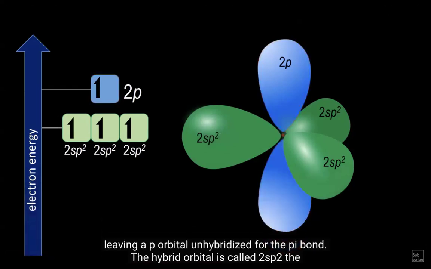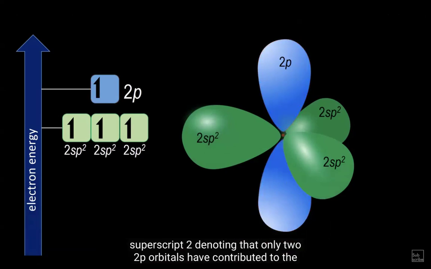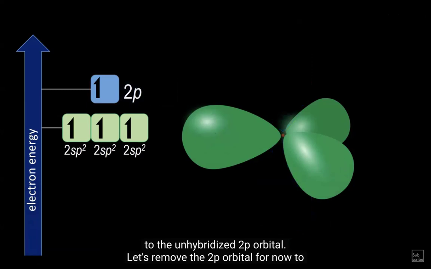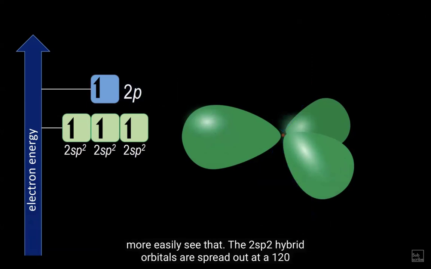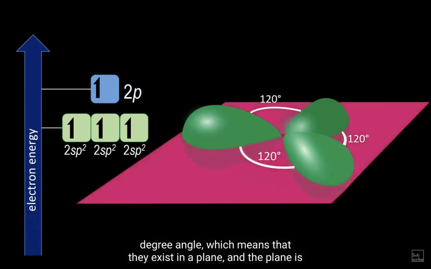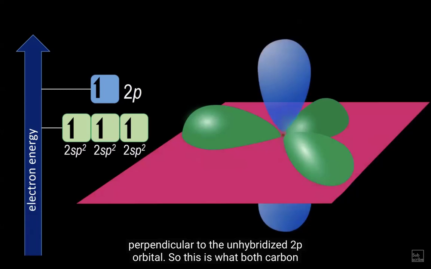The hybrid orbital is called 2sp2, the superscript 2 denoting that only two 2p orbitals have contributed to the hybridization. The 2sp2 hybrid orbitals exist in a plane perpendicular to the unhybridized 2p orbital. Let's remove the 2p orbital for now to more easily see that. The 2sp2 hybrid orbitals are spread out at a 120-degree angle, which means that they exist in a plane, and the plane is perpendicular to the unhybridized 2p orbital.